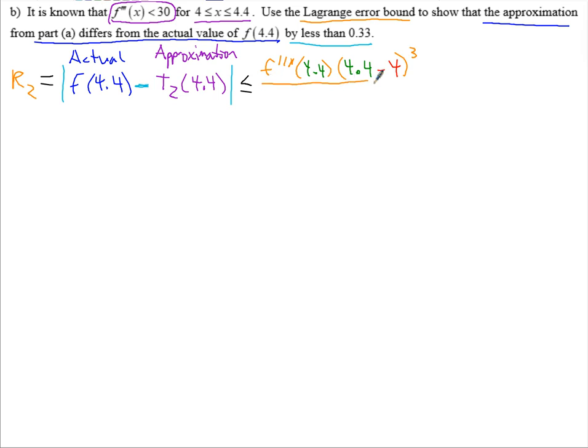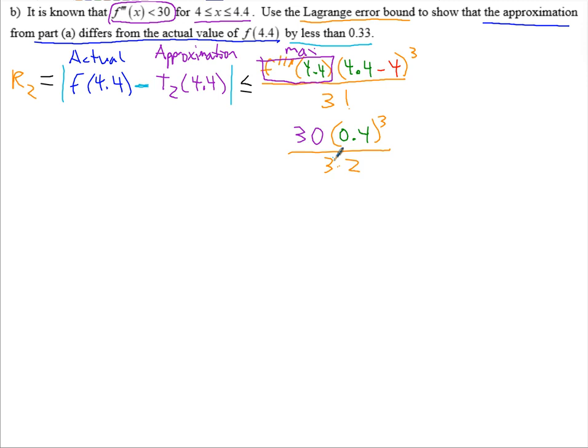So the third derivative, it tells us right here, is less than 30. So that's the maximum value. Remember on this one, you can't always find the exact value, so you want to put in what the maximum is. So it can't be more than 30. So you put in 30 right there. And then again, 4.4 minus 4, that's 0.4 to the third. 3 factorial is 3 times 2. All right, so we can start to reduce this here. That is 3 goes into 30, 10 times.